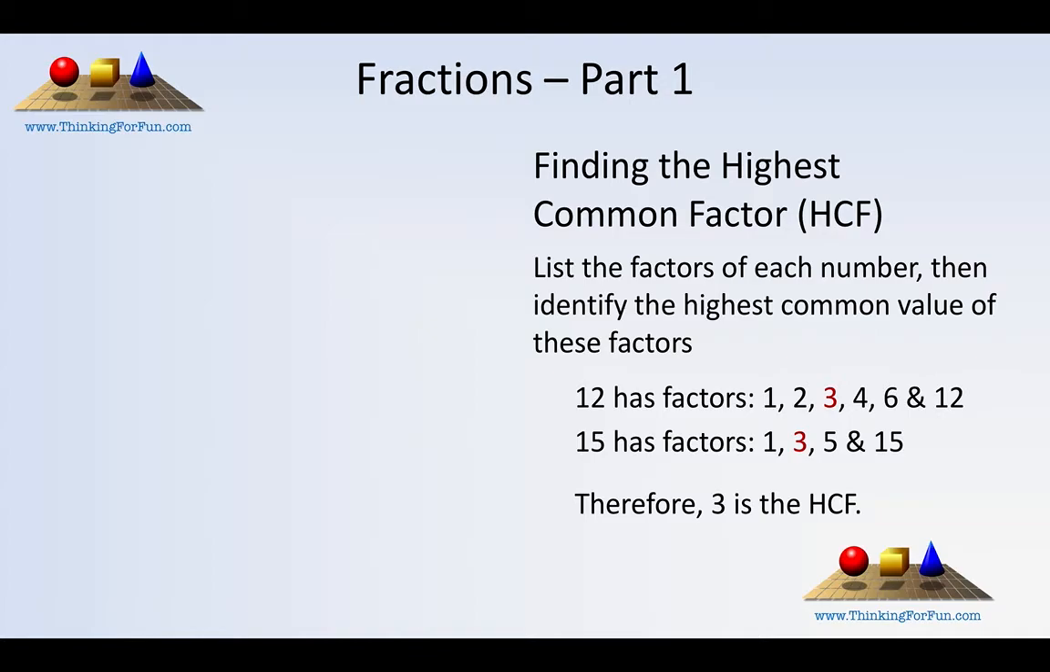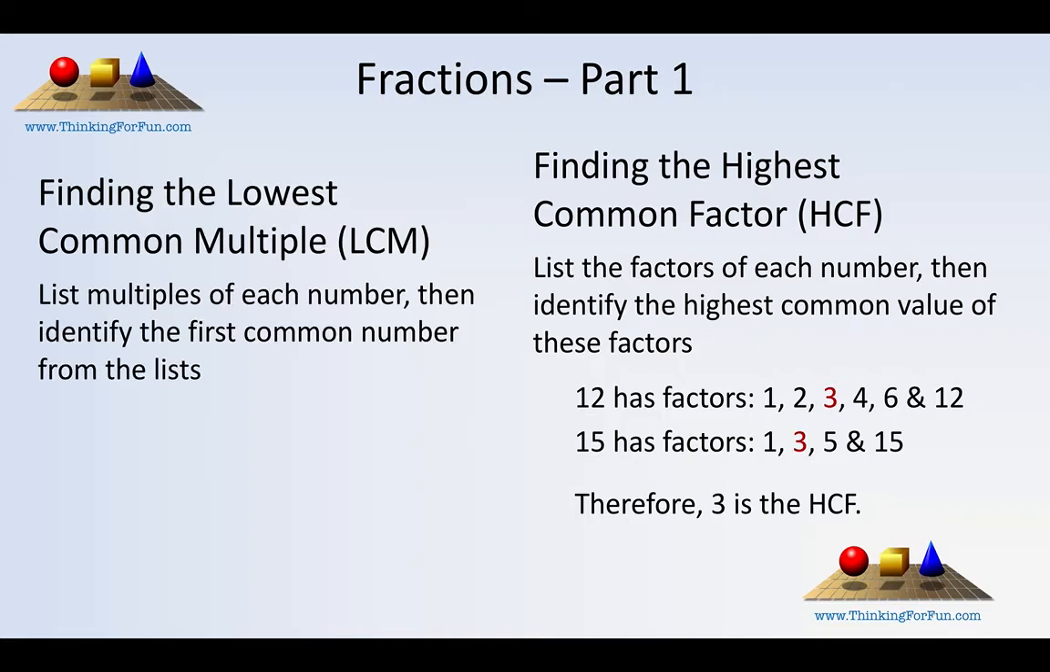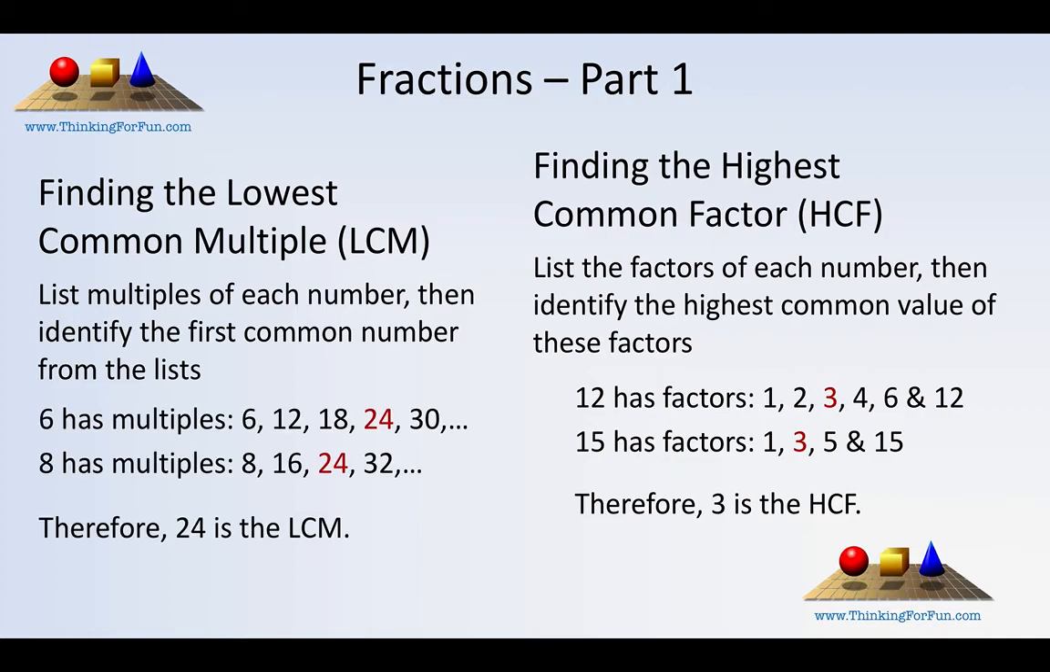When adding and subtracting fractions, it is sometimes necessary to first find the lowest common multiple. To find the lowest common multiple linking numbers, first list the multiples of each number and then identify the lowest common value from between the lists. You can find the multiples of a number by multiplying it by 1, then 2, then 3, and so forth. For example, the numbers 6 and 8 have multiples as shown on screen, and from these lists we can see the lowest common multiple is 24.